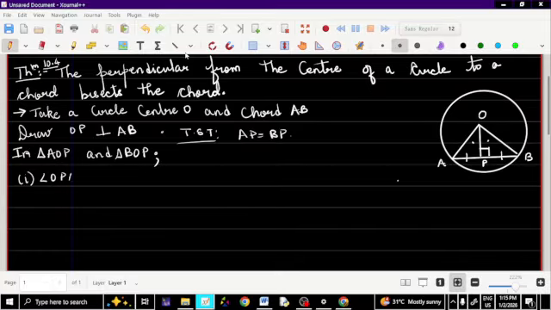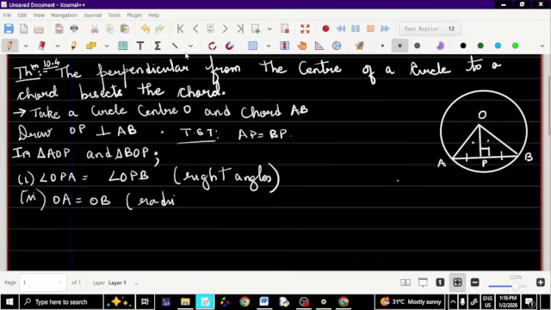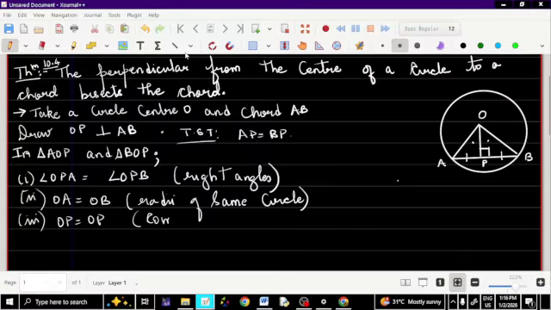So angle OPA is equal to angle OPB. The reason is right angles. Then you can say that OA is equal to OB because they are radii of the same circle. And then you can see that OP is also the common side. So OP is equal to OP, common side. So by the right angle hypotenuse side, RHS congruence rule, they are congruent.